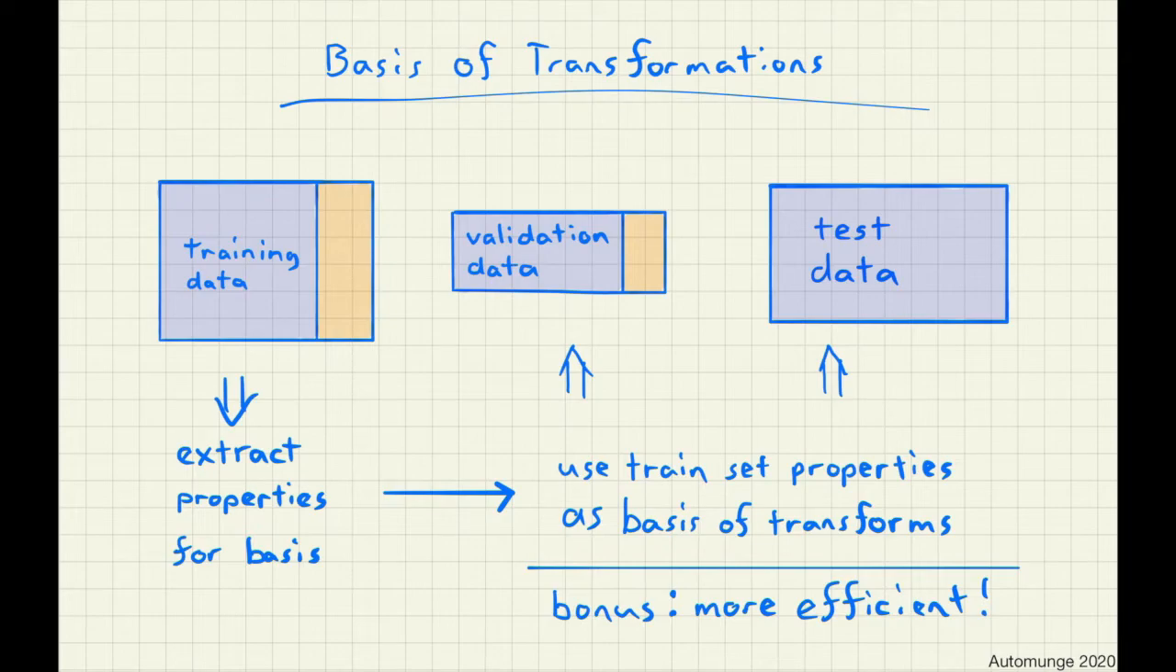The application of transformations, in most cases, requires extraction of data properties for a basis, such as z-score normalizations, based on a set's mean and standard deviation. Automunge avoids any risk for inconsistent transformations or data leakage by basing transformations on properties derived from the training data. As a bonus, because no extraction of properties is required for subsequent data transformations, preparations in the Postmunge function are very efficient.